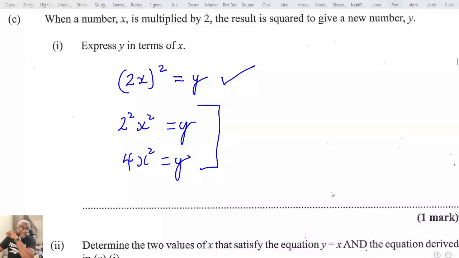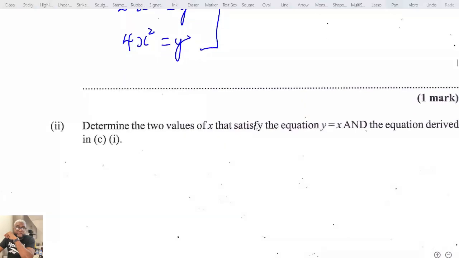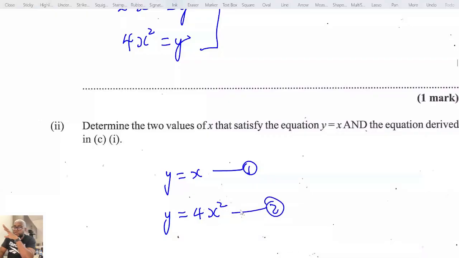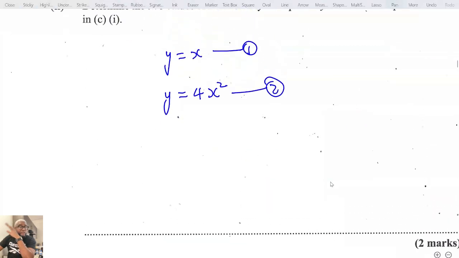Then they said, determine the two values of x that satisfy the equation y is equal to x and the equation derived in C part 1. So you actually have a pair of simultaneous equations, which will be y is equal to x. This is equation 1. And then you have y is equal to 4x squared. This is equation 2. Everybody good there? So if y is equal to x and y is equal to 4x squared, you can just take 4x squared and equate it to x. You realize that?